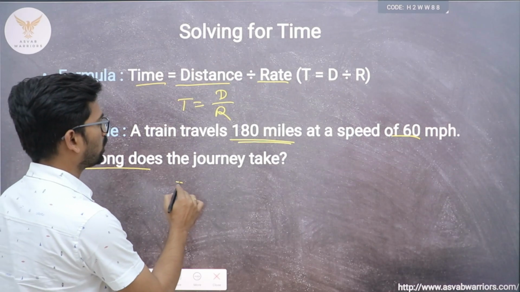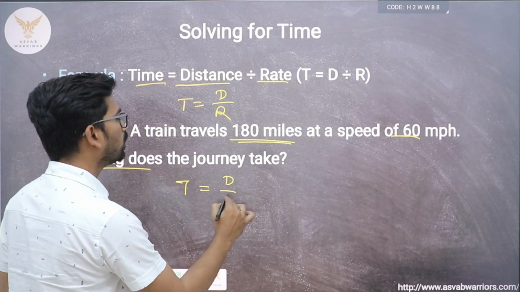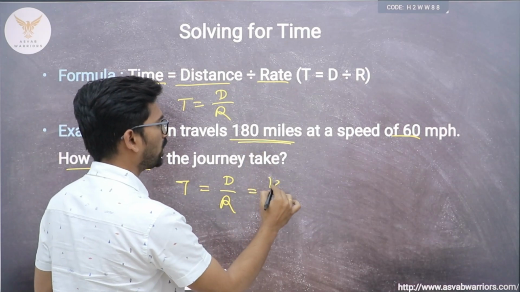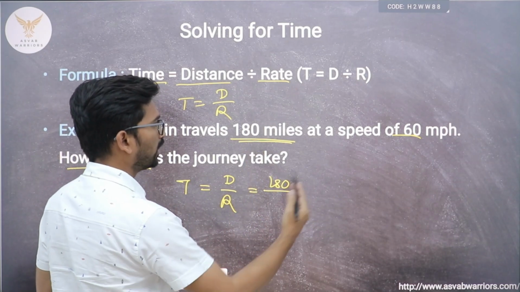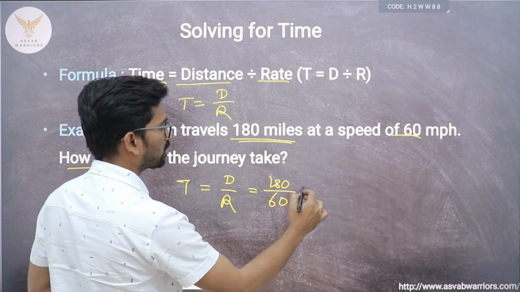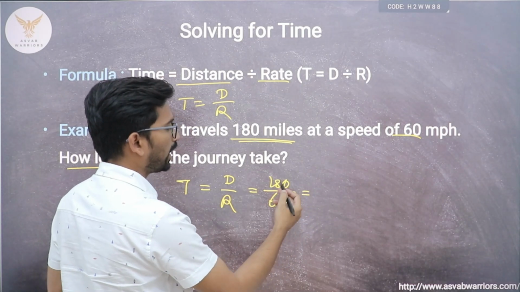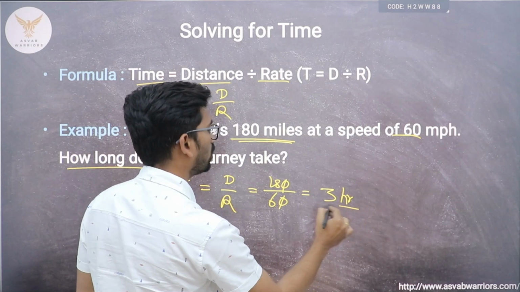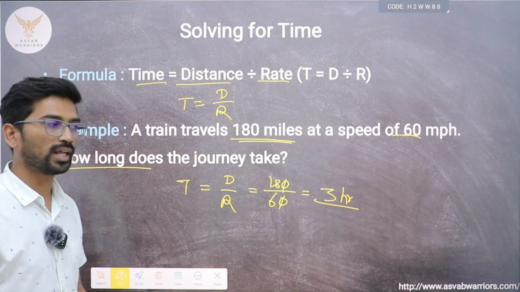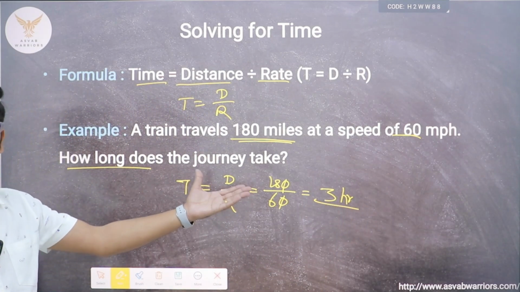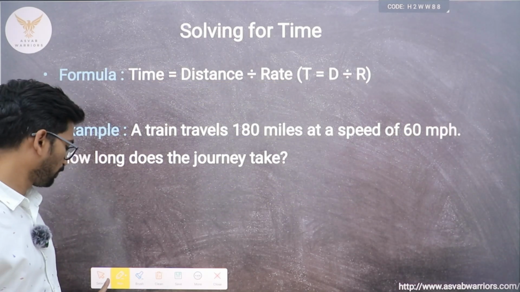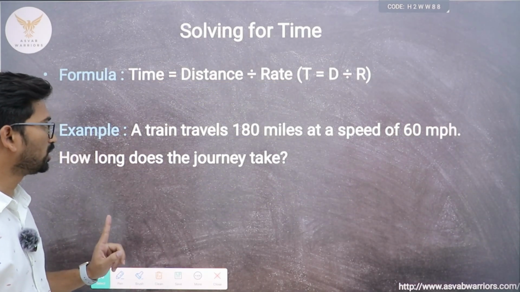So we know the formula: time equals distance divided by rate. Here distance is 180 miles divided by rate, which is 60 miles per hour. So we get our answer: 18 divided by 6, which is 3 hours. So the time taken to cover this journey is 3 hours. Simple. I hope you understood this. Let's take another example.